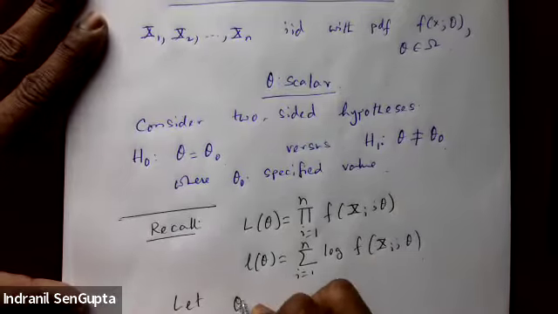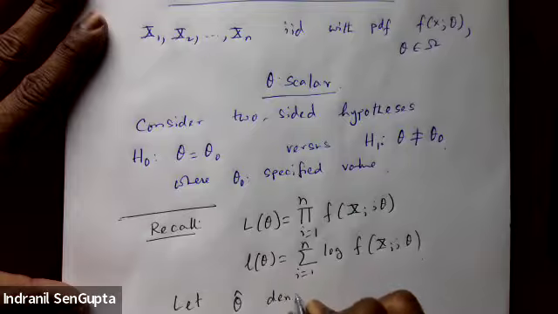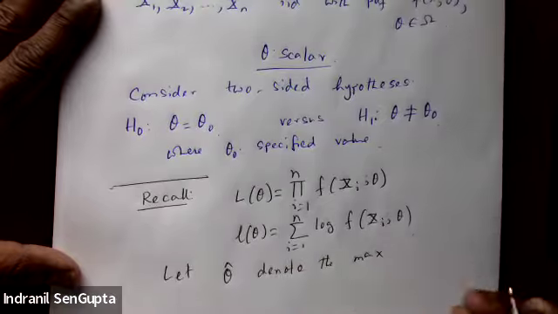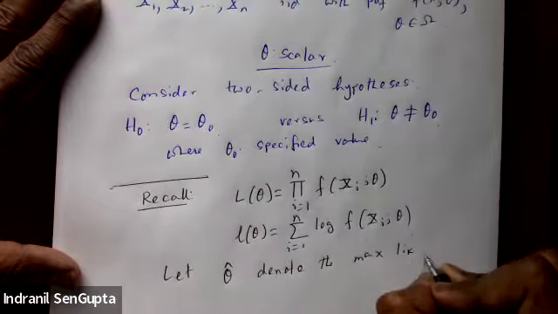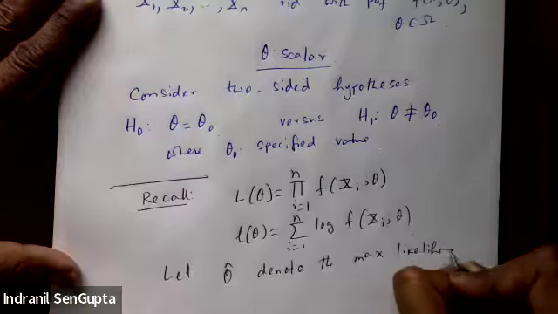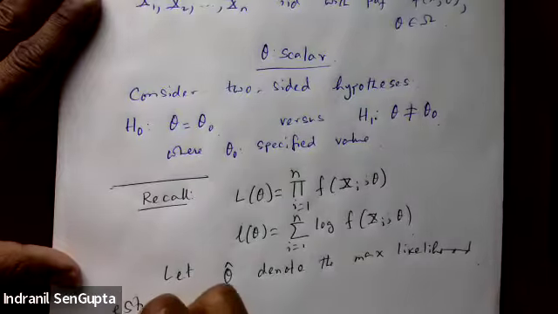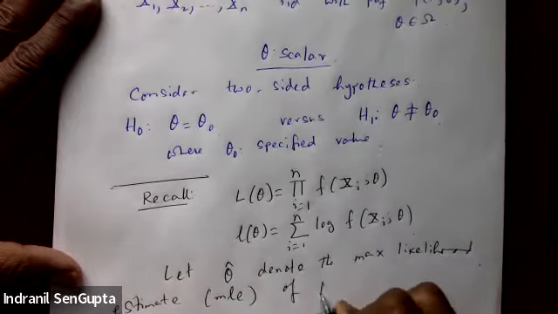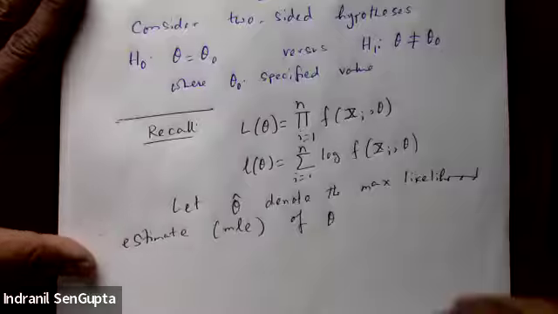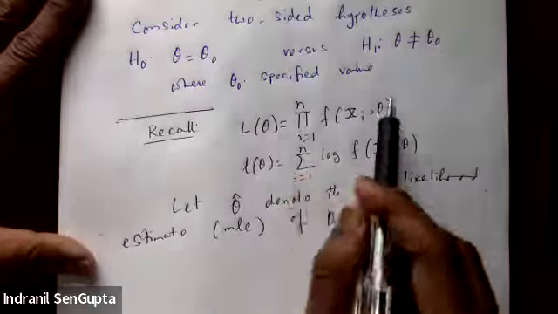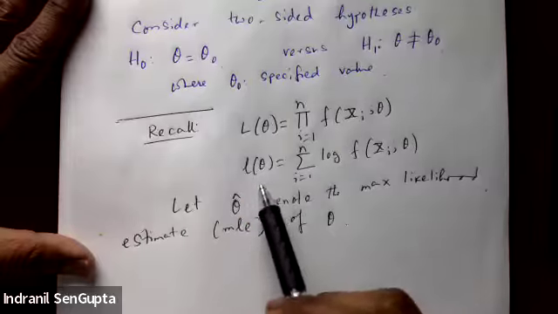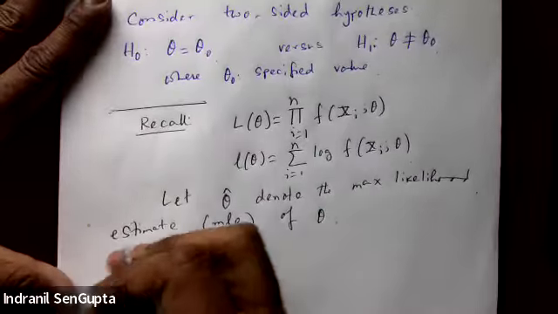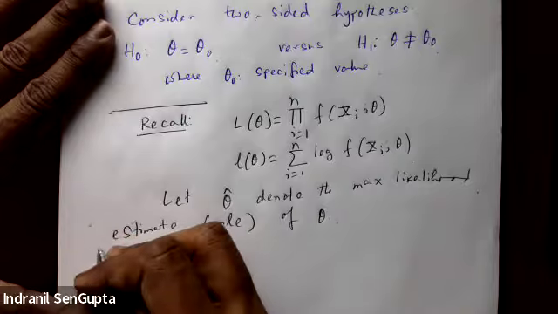And let theta hat denote the maximum likelihood estimate, that is the MLE of theta. So suppose this is a notation. So this is the likelihood function. Then we compute the log likelihood function, and suppose this theta hat is the maximum likelihood estimate. Okay. Now let's see.